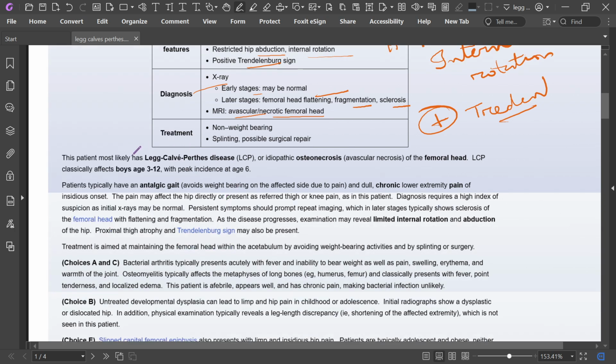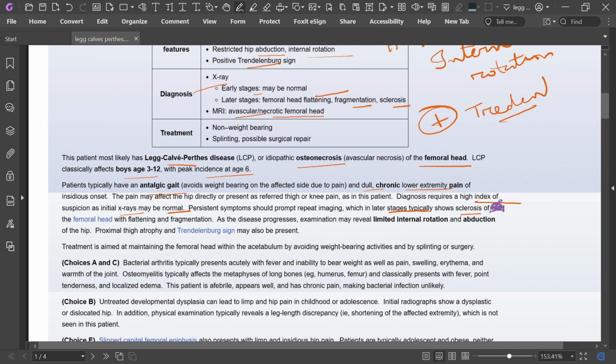So this patient likely has Legg-Calvé-Perthes, an idiopathic necrosis of the femoral head. Classically, it affects boys aged 3 to 12, with peak incidence at age 6. Patients have an antalgic gait and a dull, chronic lower extremity pain of insidious onset. Diagnosis requires high index of suspicion, and the initial X-ray may be normal.